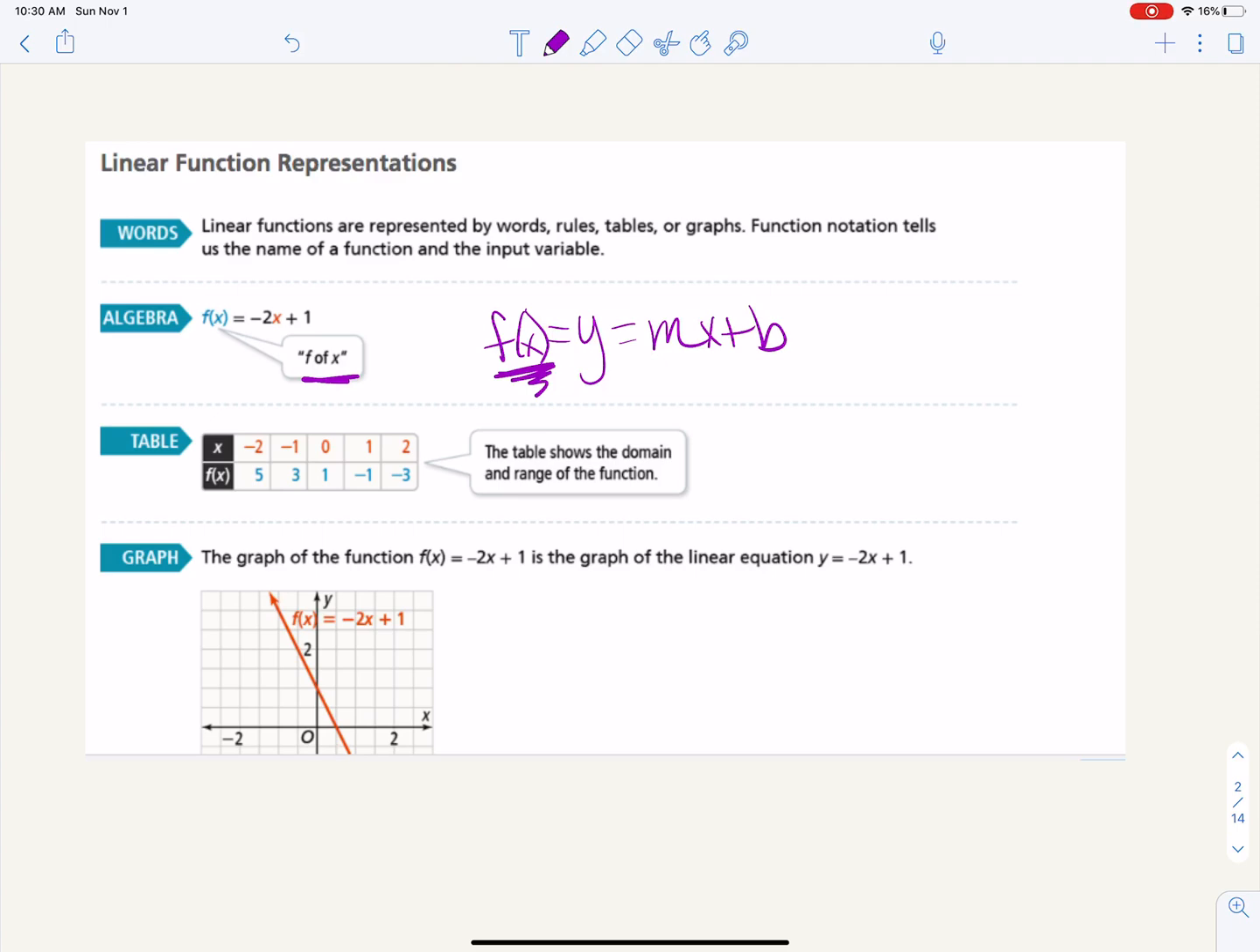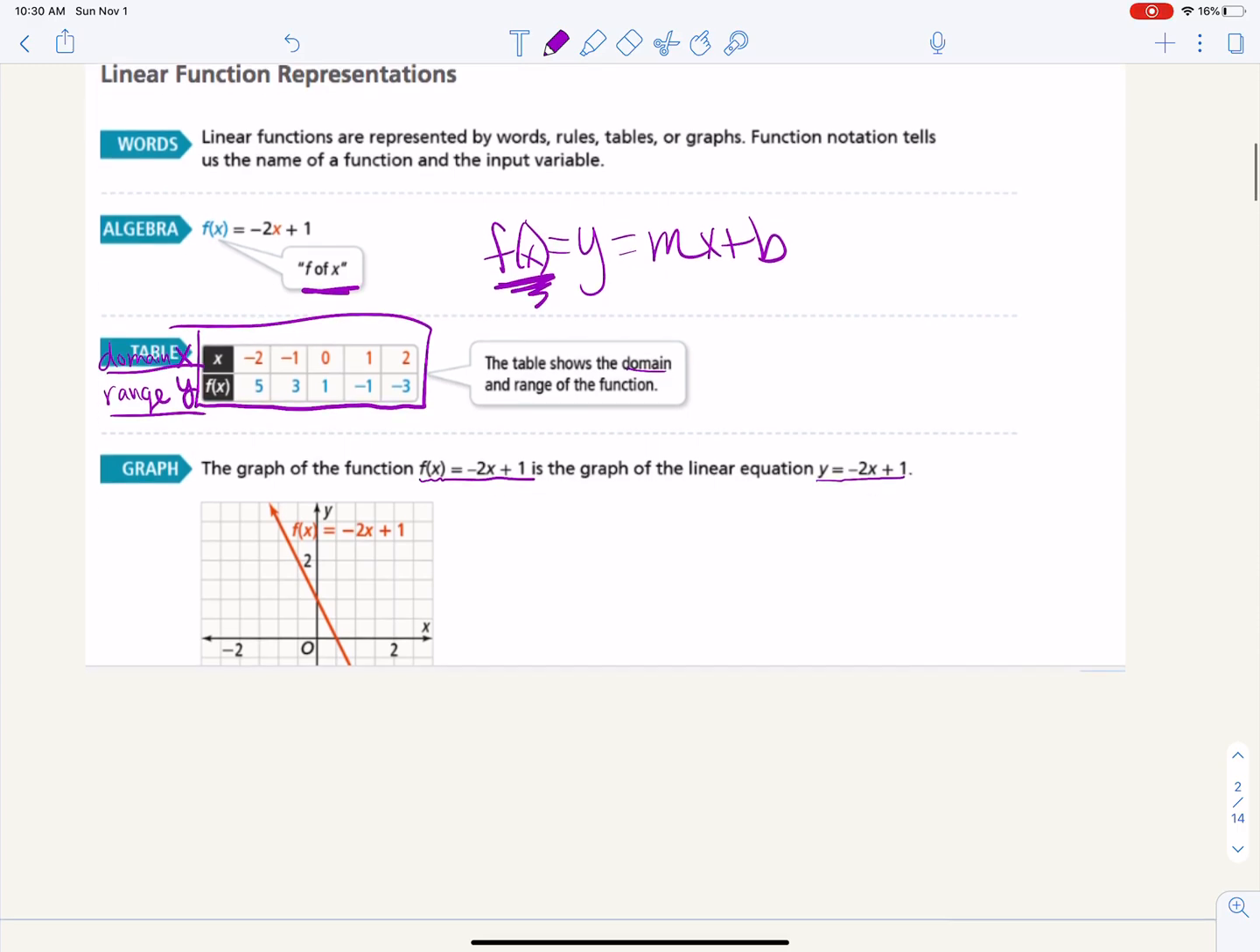Obviously, when you graph something, you can always create a table. We're used to x and y table values, but now we're going to say x and f of x table values. The table shows your domain. Your domain is your x values, and your range is your y values. Domain and range are just fancy names for x values and y values. Then we're going to graph some more, just graphing in function notation instead of y equals, but it's the same approach.